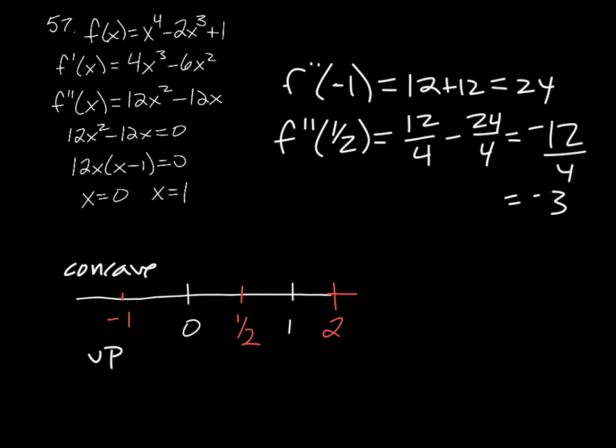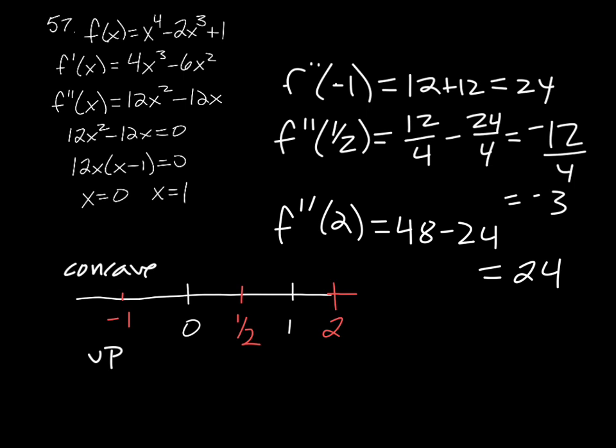So let's do the second derivative at 2. And right, we get 48 minus 24. So that will be a positive 24. So in fact, it does change. Both of our potential inflection points end up being actual inflection points. In between 0 and 1, it would be concave down. And then past 1, it's concave up.